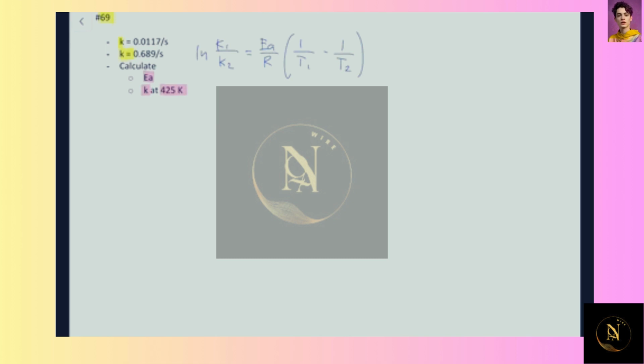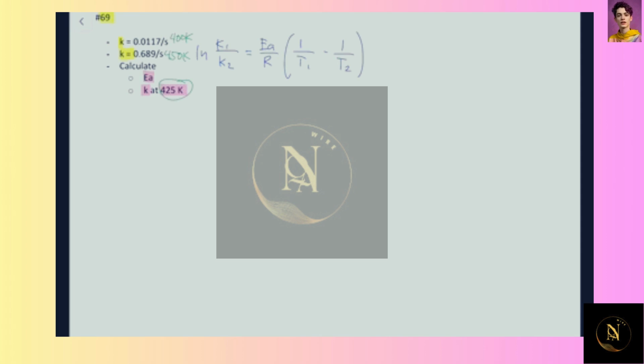Okay, so what I have right here is the Arrhenius equation in two-point form. This is just a different arrangement of the Arrhenius equation. This first K is at 400 Kelvin, and the second K is at 450 Kelvin. And we're asked to find the K for 425 Kelvin.